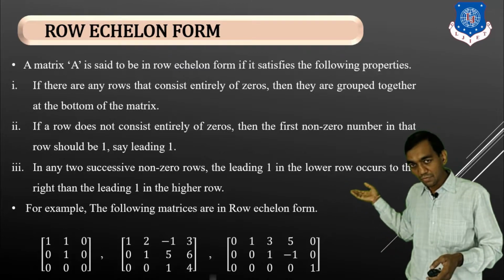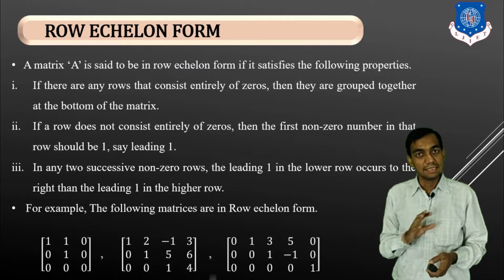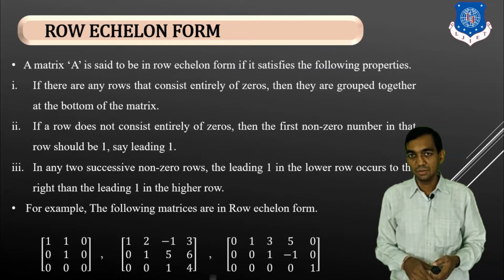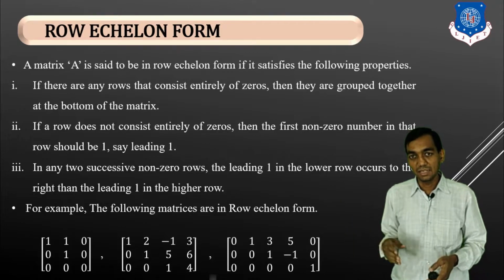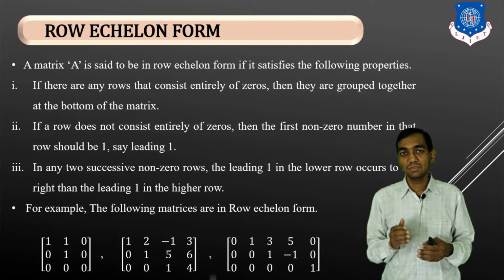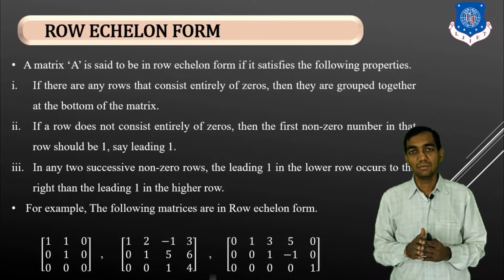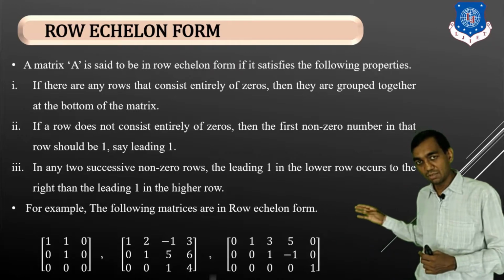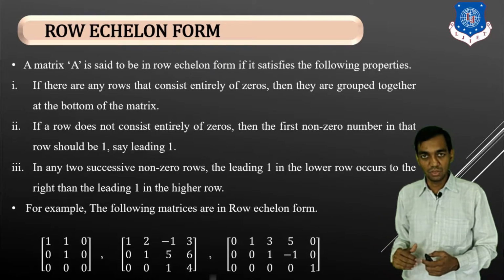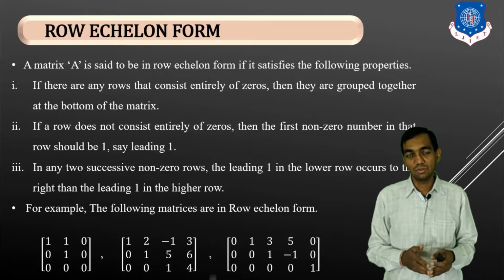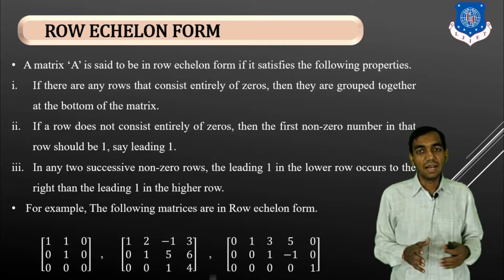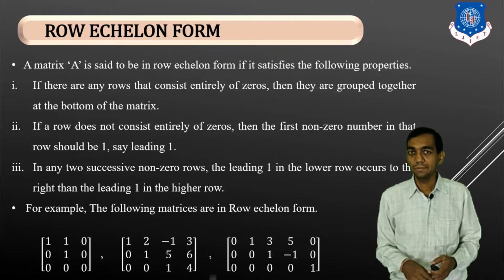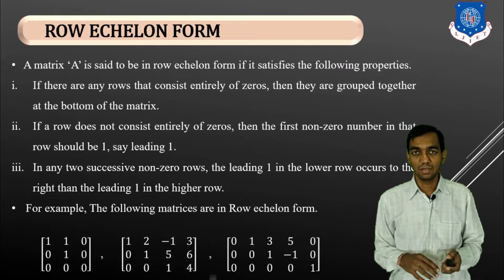In the third one, zero rows are not there. Each row has a first non-zero element 1. And see, it is not necessary that the leading one is only one step to the right of the leading one in the upper row. It may be two or three steps to the right. So check the second and third rows. In the third row, the leading one is two steps to the right of the leading one in the upper row. So this is the basic concept of row echelon form.